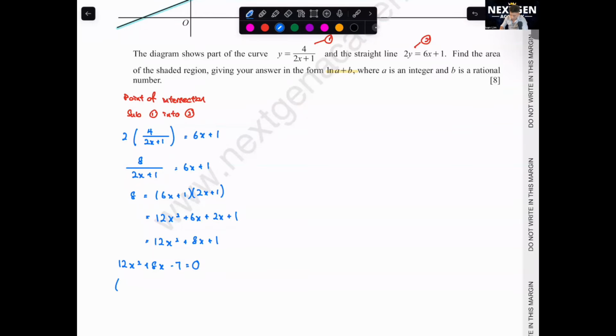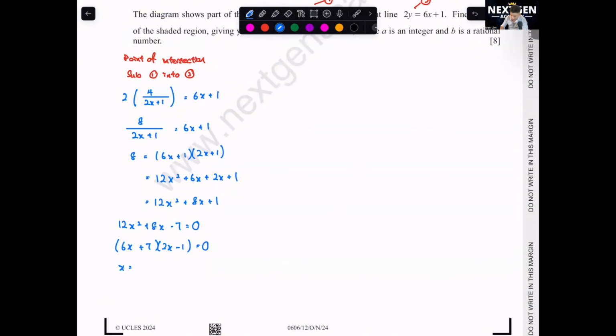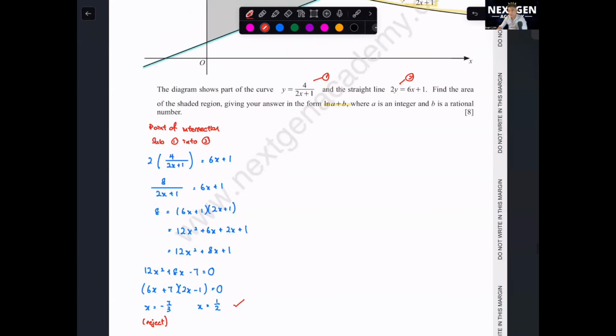Okay, then we solve it. 6x plus 7, 2x minus 1 equals to 0. X is negative 7 over 6, x is equals to 1 over 2. So we will only take this one. This one we reject because if you look into the graph, x is at the positive x. So we don't care about the negative one. The negative probably is intercept at somewhere else. Not negative 7 over 3, correct, negative 7 over 6. You gotta reject it anyway.